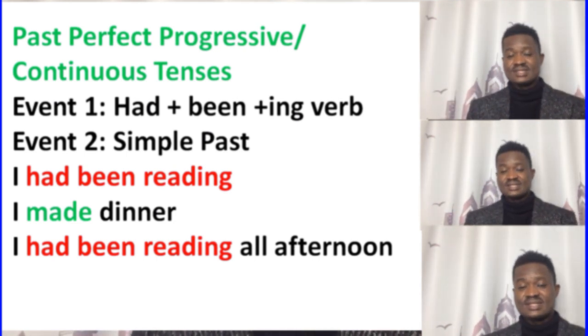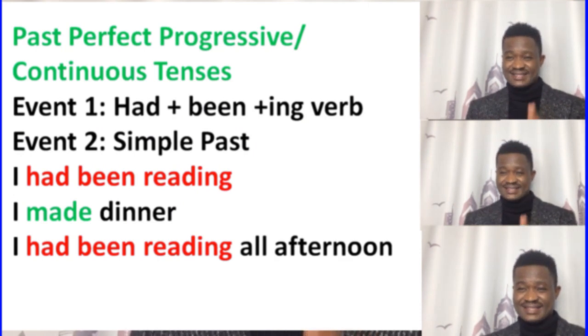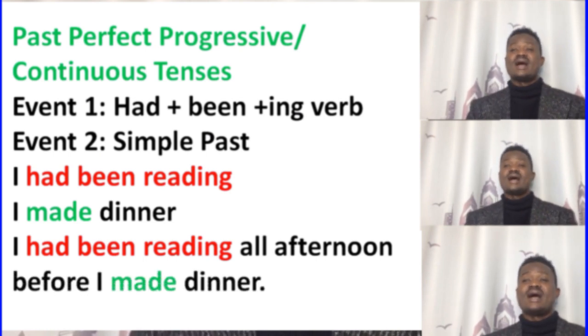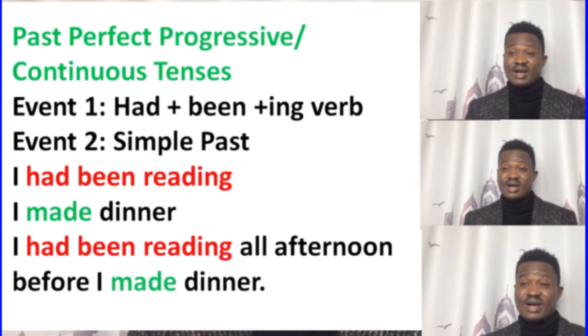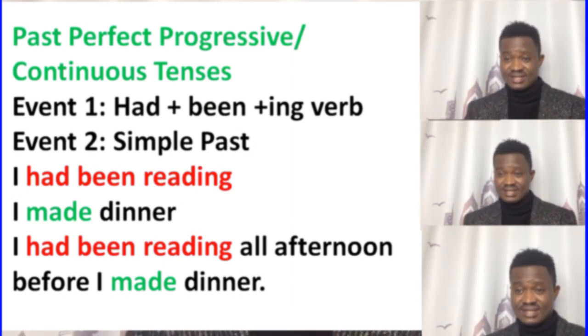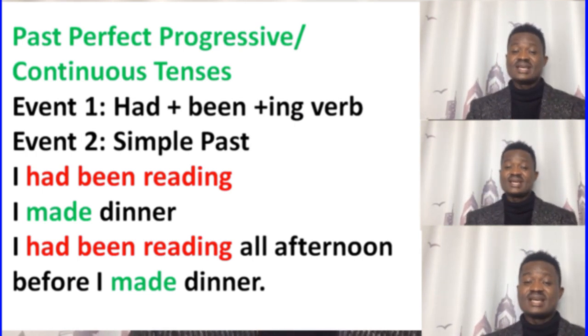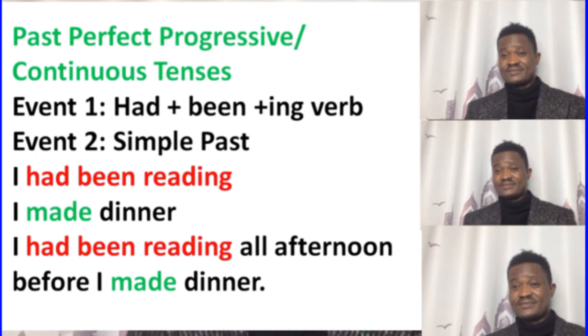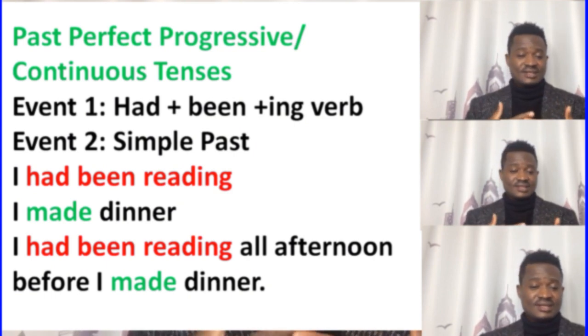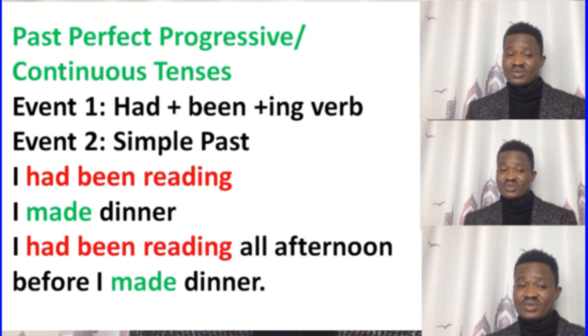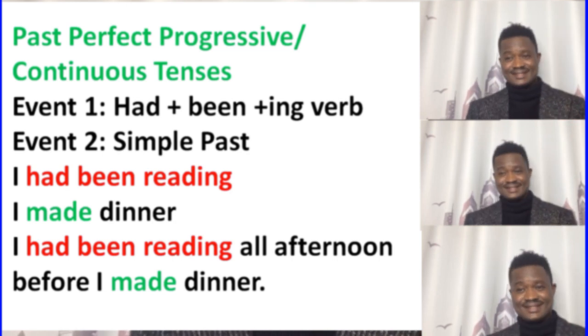So now let's go to the past simple, the second event. So what is the second event? Before I made dinner. So before I made dinner, that is the subordinate clause. So we have the main clause and the subordinate clause. The main clause is in the past perfect progressive, and the subordinate clause is in the past simple. So this is a simple way to understand past perfect progressive or past perfect continuous tense.